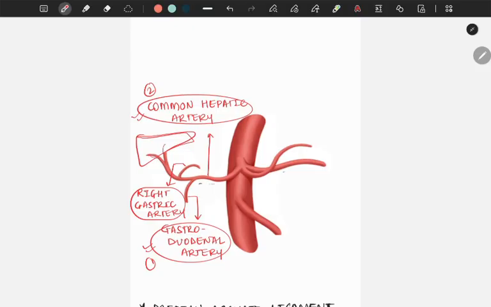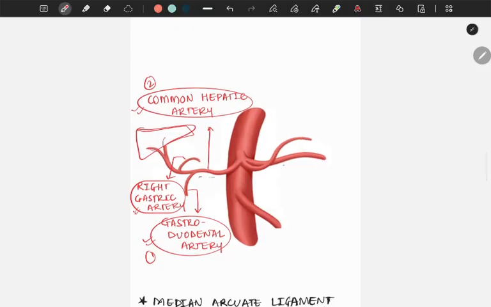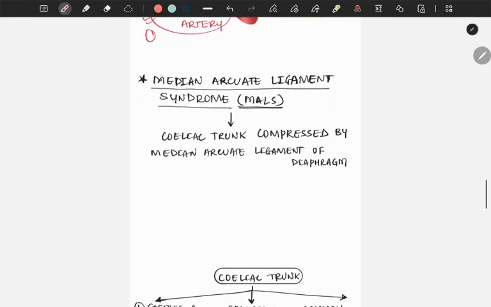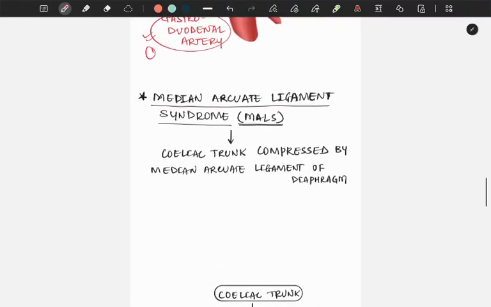Clinical significance, the median arcuate ligament syndrome, MALS. Now that we know the anatomy, let's briefly touch on a key clinical correlation. The celiac trunk can be susceptible to compression. In a condition called median arcuate ligament syndrome, or MALS, the celiac trunk is compressed by the median arcuate ligament of the diaphragm, often leading to abdominal pain due to reduced blood flow to the foregut.